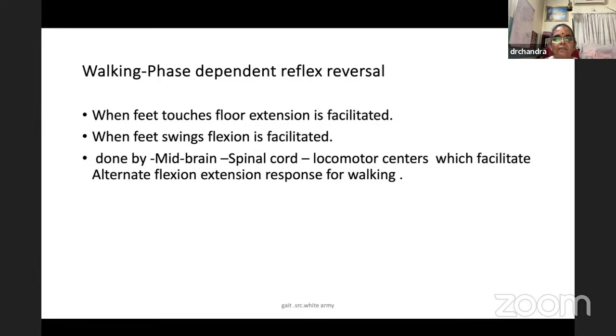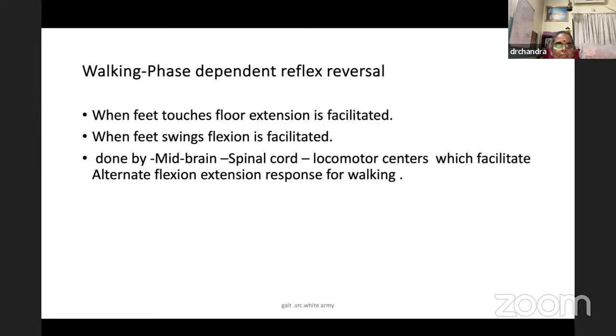And that is facilitated by the dorsal reticulospinal tract. And when the foot swings, flexion is facilitated. So when the opposite leg is in the swing phase, flexion is facilitated in that leg. And who is coordinating this? Which should be extended and which should be flexed? That is done by the midbrain, spinal cord, and locomotor centers in the thoracolumbar region.